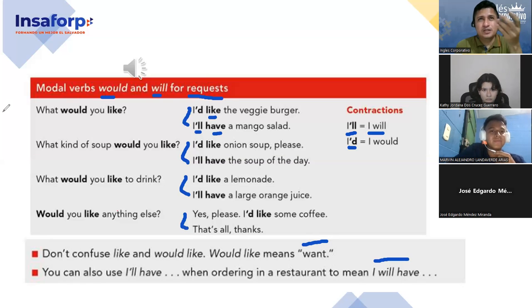Like, because, si usted como customer lo está ordenando o usted como server. Porque, bueno, yo tengo entendido que I will se usa en the future, right? Sería como, por ejemplo, el customer, en el primer ejemplo que dice, what would you like? Donde dice, I will have a mango salad. Sería como, tendremos ensalada de mango.